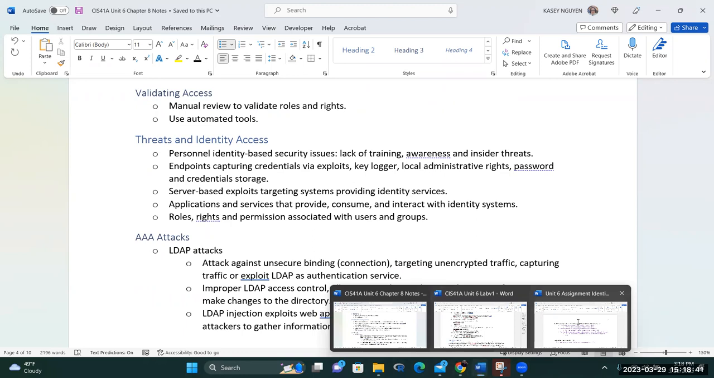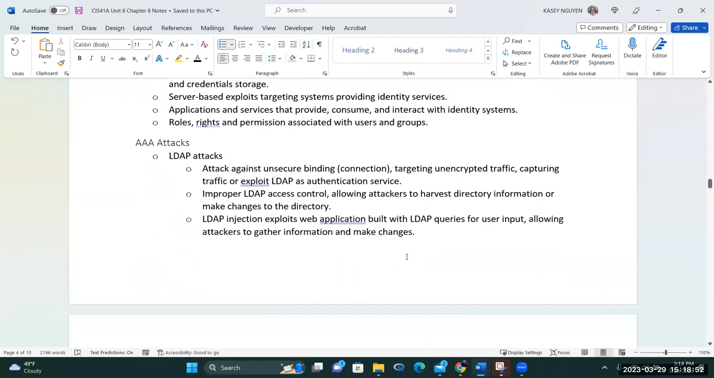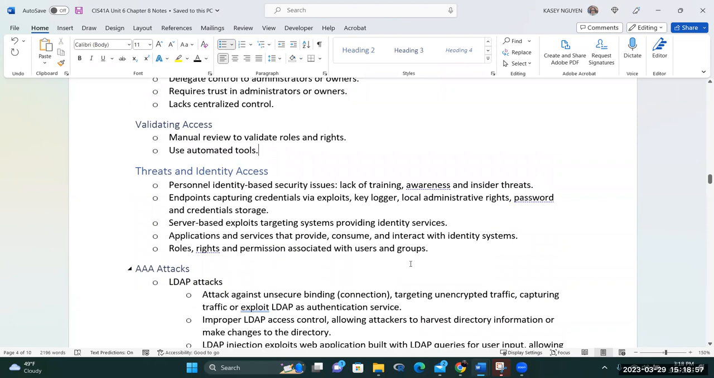Good. So we talked about that for number 10. And then let's talk about different types of attacks. So the true threats in identity access are some of the general areas. Your personnel, lack of training, lack of awareness, insider threats, right? The people. And human is always a factor in this area.